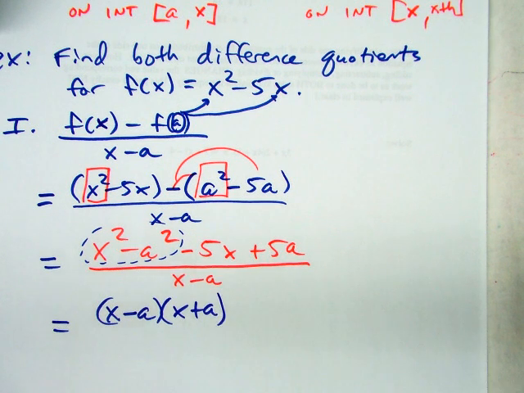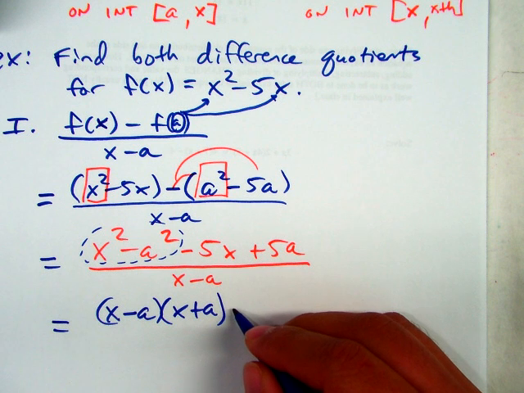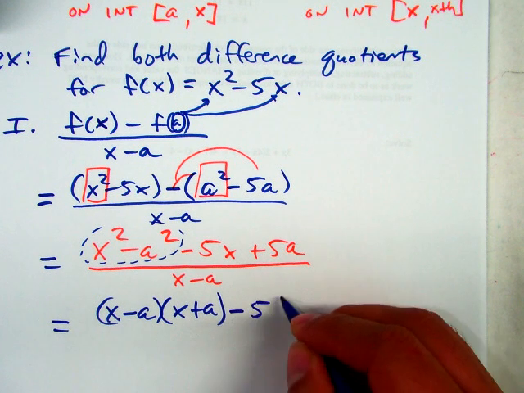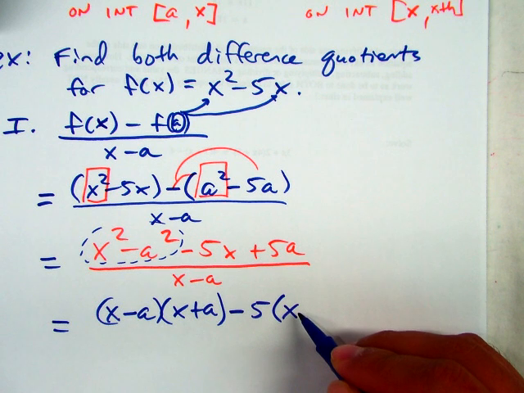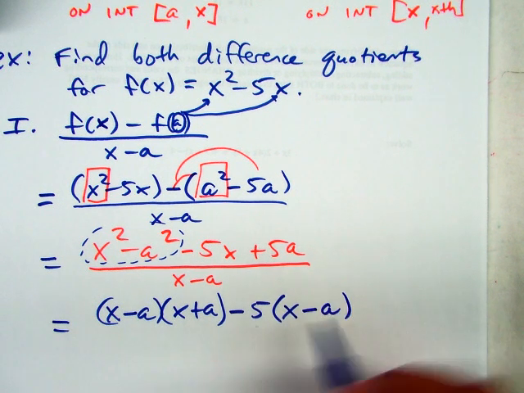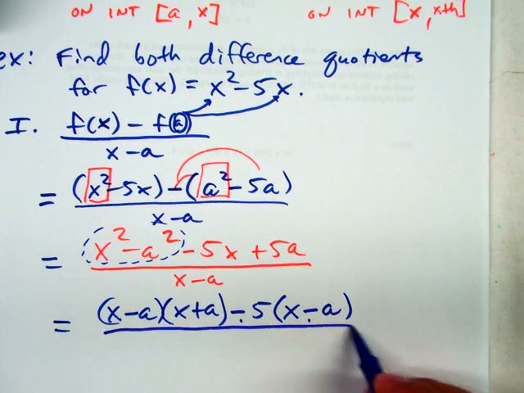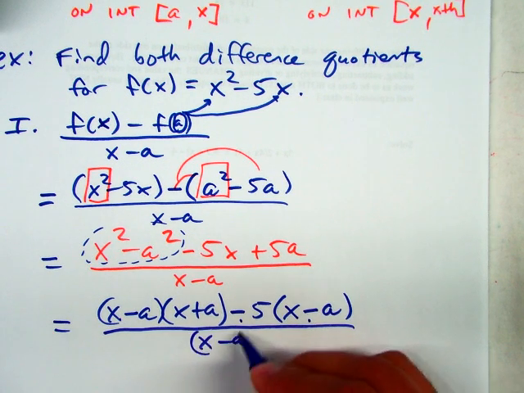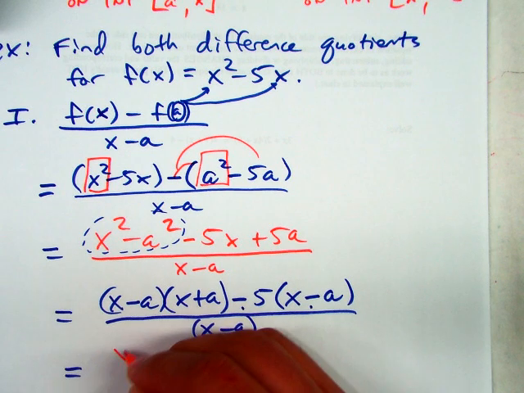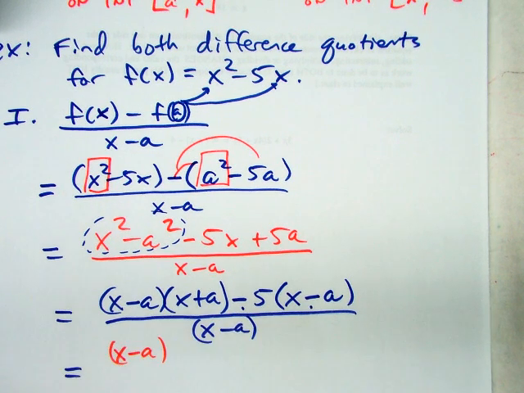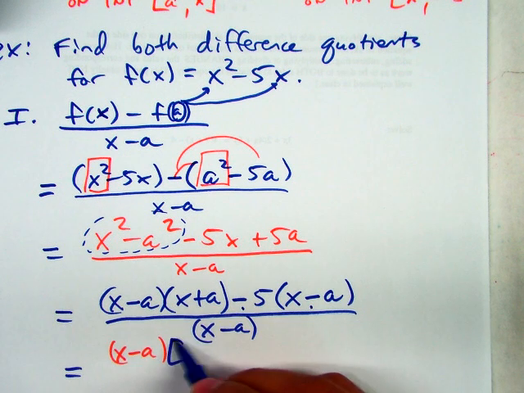What could I do with these last two terms? Take out a negative 5, and what's left? Careful. It's x minus a, because negative times negative gives us positive 5a, right? Yes, they will cancel. And again, for those at home, so that you don't get confused, I'm factoring out the common x minus a.